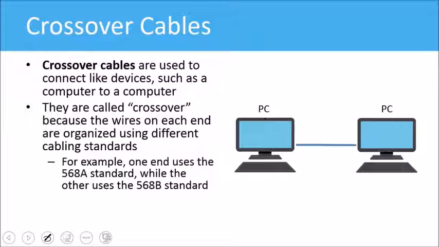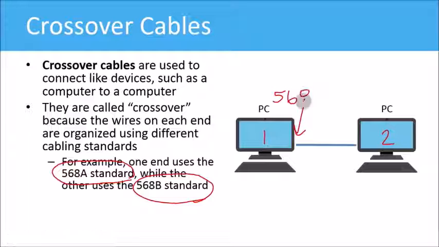In contrast, a crossover cable is called a crossover because if you start one end with the 568A standard, it crosses over on the other end to the 568B standard. So let's say that this is PC1, and then we have PC2. Let's say that this Ethernet cable is terminated with the 568A standard at PC1, and then PC2 is connected and terminated with the B standard. Okay, we would use crossover cables to connect two like devices, like a computer to a computer.